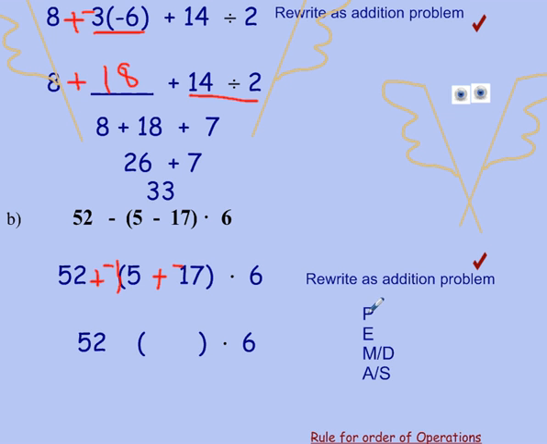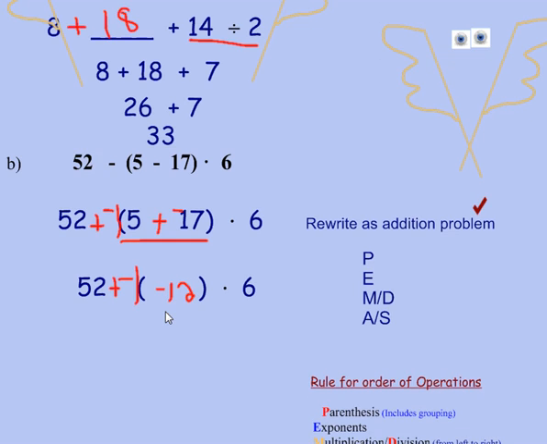Is there anything to do in the parentheses? Yes, right here. 5 plus a negative 17 is going to give me a negative 12. And then I have to recopy this 52 plus the negative 1. If you have a negative sign on the outside, you can make it a negative 1. It's just going to help some students with it. Okay, anything in the parentheses? No, I can check that off. No exponents. Now I go multiplication, division, left to right. That's addition. When they're next to each other, that's going to be multiplication.